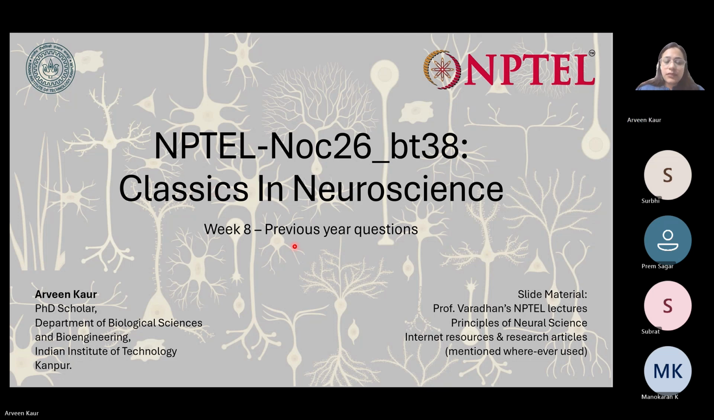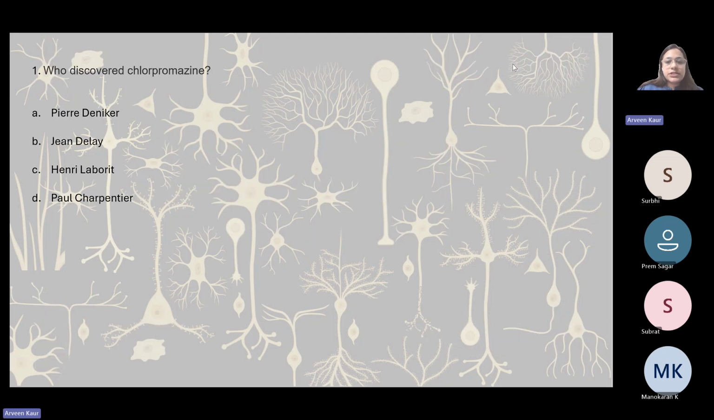Okay, so let us begin with the previous year questions for week 8. You might have already gone through it. It has more to do with the various kinds of drugs and theoretical neuroscience. Eventually, during our discussion, we'll come to theoretical neuroscience and to these drugs also. But before that, we have a few topics that still need to be discussed. One is learning and memory, which is an ongoing discussion.